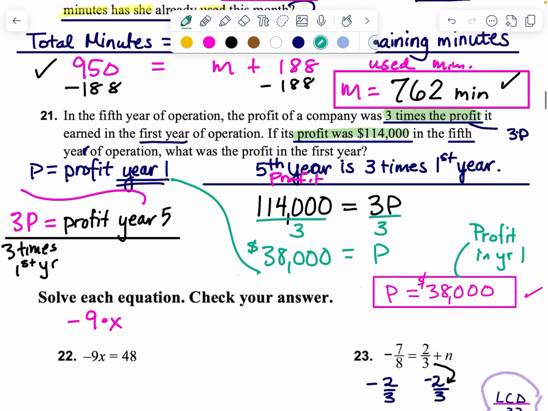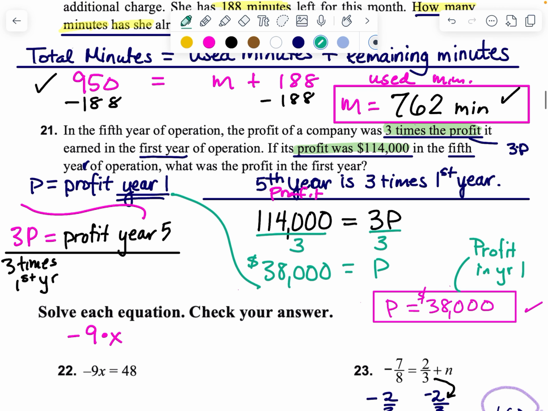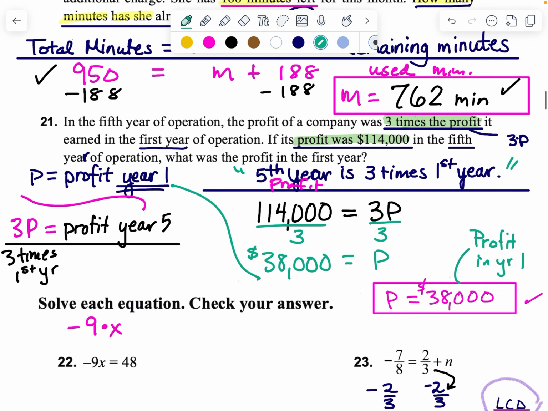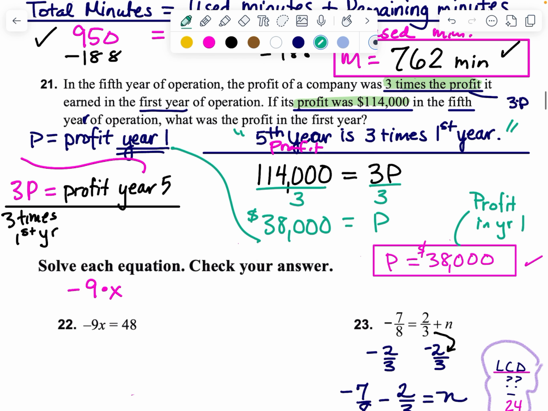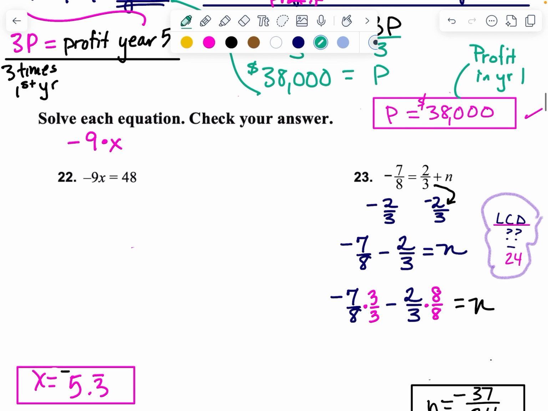Okay, so again, not really terribly difficult. It's just that you have to look at the words that are being said and put it into a short little statement: the 5th year is 3 times the 1st year. Okay. A couple more problems to go over then, and I'll try to make this brief.